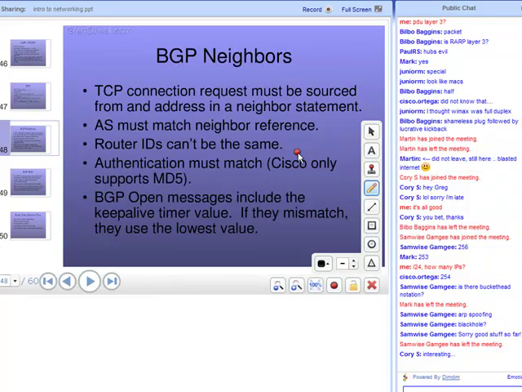Another thing is your BGP timers. If they're mismatched, it'll actually use whichever timer is lower. That doesn't fail, just like EIGRP and OSPF will fail if that kind of thing's off. BGP is a lot more forgiving as far as that kind of stuff goes, and it'll just use whatever's lowest. Authentication must match, MD5. That's pretty much a standard. I said Cisco only supports it, but that's the same for Mikrotik too.